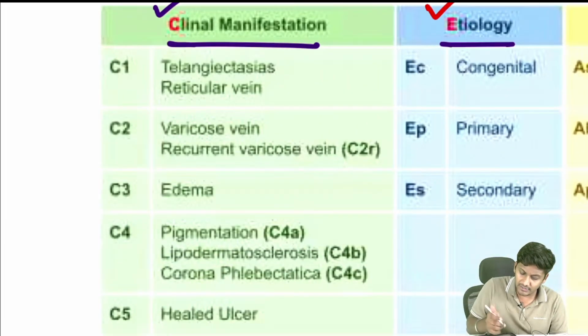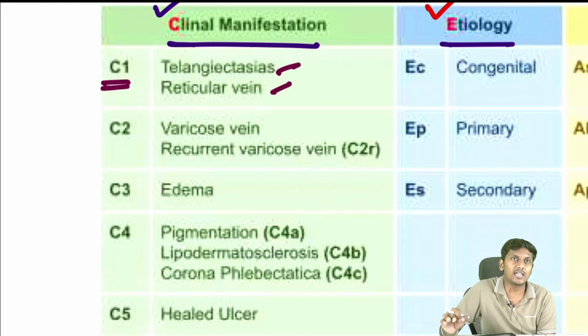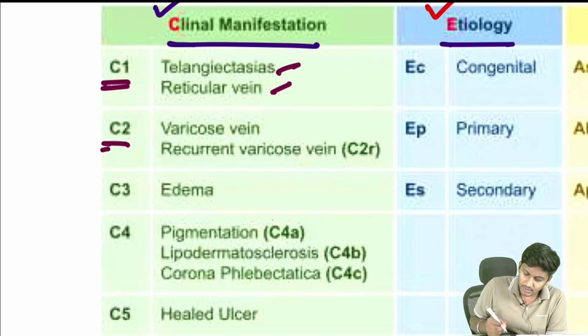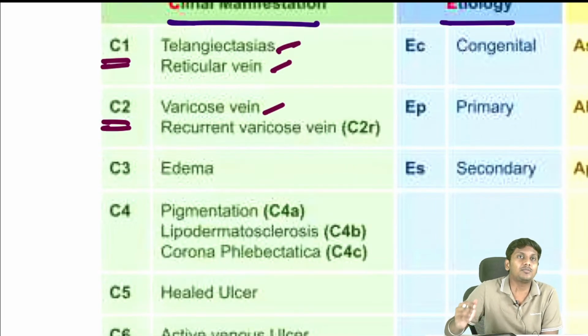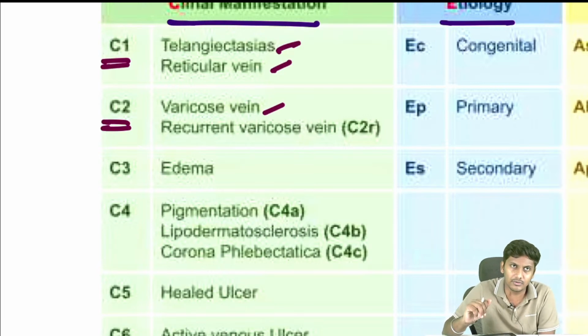Okay, so C1 is what? Telangiectasia or reticular veins. ठीक है? If the patient is having telangiectasia, that means less than 1 millimeter का dilated veins और reticular veins 1 to 3 millimeter का dilated veins, that is what is called as C1. ठीक है? C2 is what? C2 is nothing but varicose veins. That means more than 3 millimeter का dilated veins. More than 3 millimeter का dilated vein, that is varicose veins, C2.